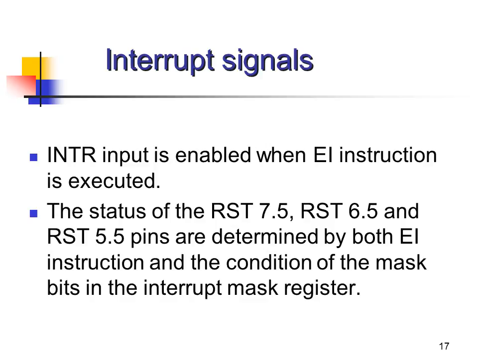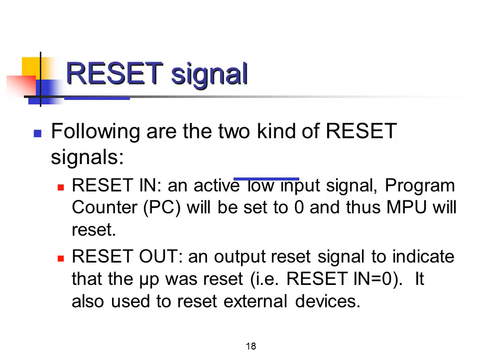Interrupt signals. INTR is enabled when the EI instruction is executed. The RST 7.5, 6.5, and 5.5 pins are determined by both the EI instruction and the condition of the mask bits in the interrupt mask. And a closer look at the 8085 architecture.